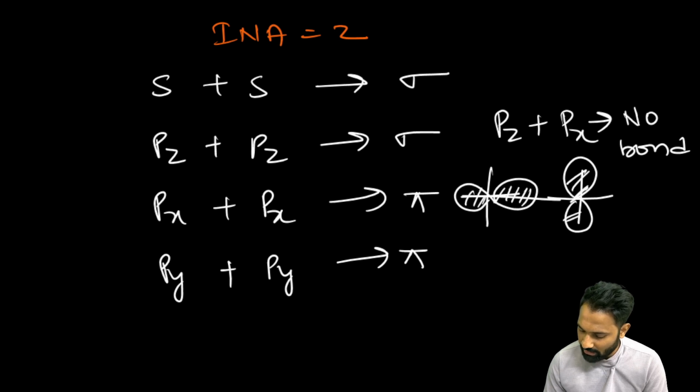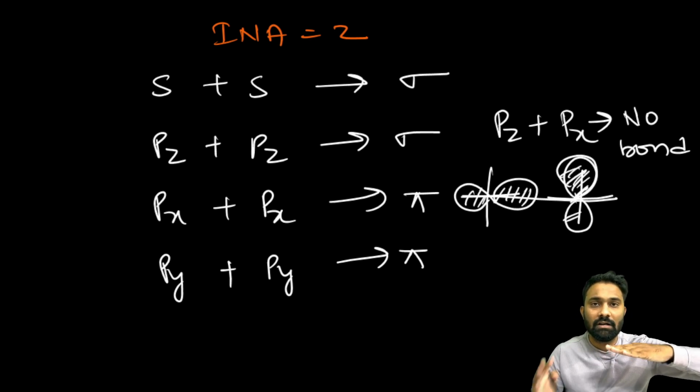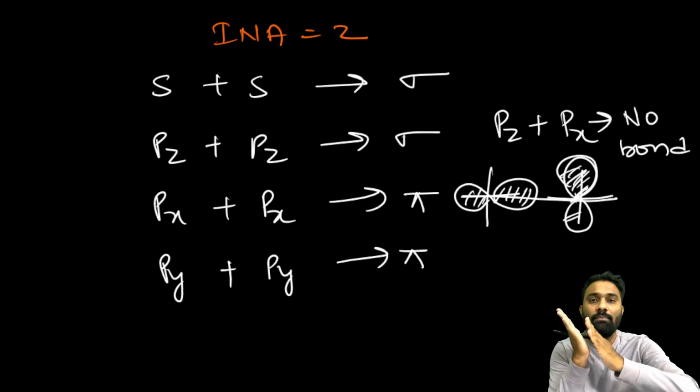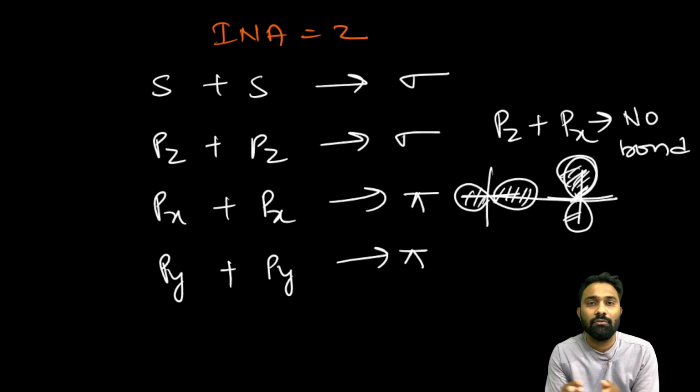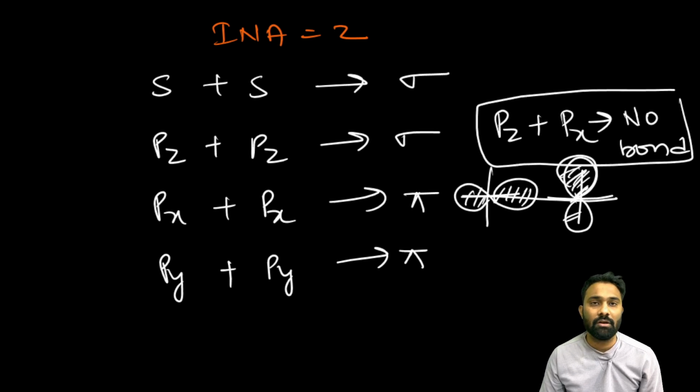Now here, how will they overlap? They cannot overlap. You can see here, one electron is in the parallel and one electron is in the perpendicular. How will they overlap? There is no overlapping, and without overlapping, no bond formation will happen. So the pz and px orbital overlap gives no bond formation, zero bond formation. Is it clear up to now?